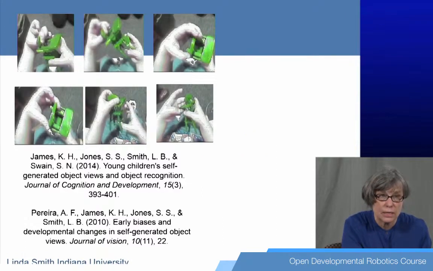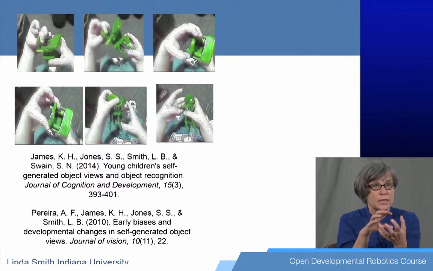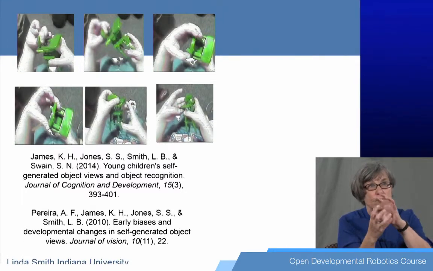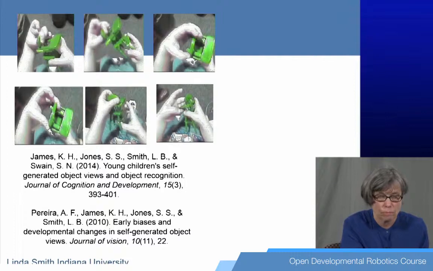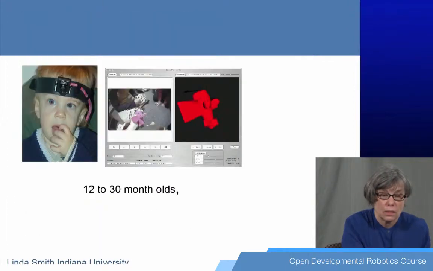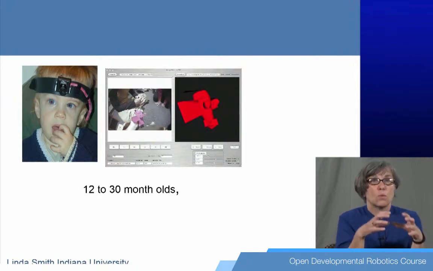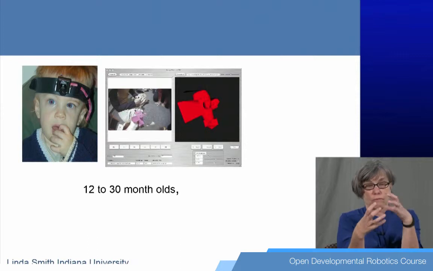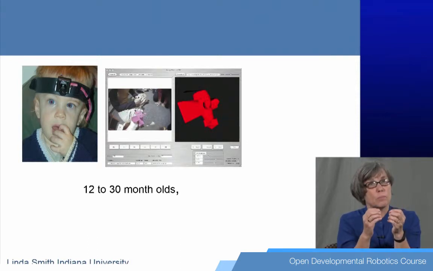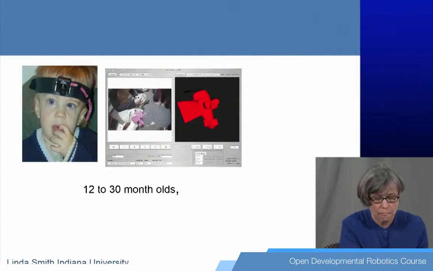So when you sit and hold an object, you generate views of that object, okay? Not what people show you, but you, through your own manipulation, are generating different views, okay? In one study that we did, again, another head camera study, the children were 12 to 30 months of age. We took videos of the views of objects that they were showing themselves, and then we mapped out precisely what those views were.